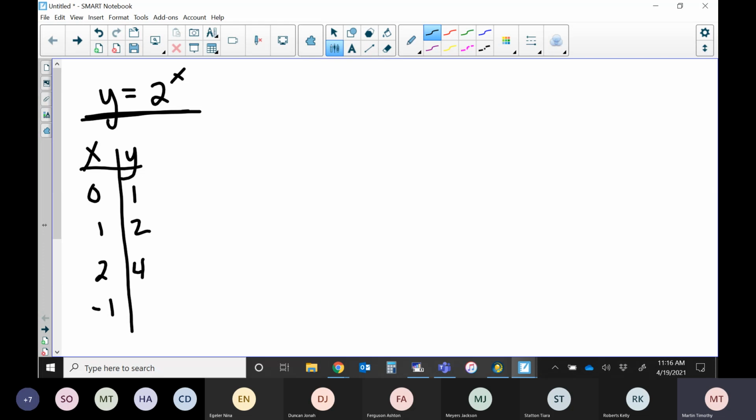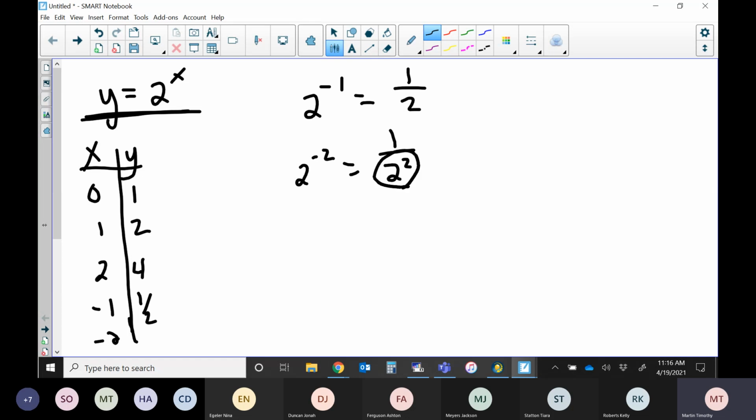If I put a -1 in, we remember that anything with a negative power doesn't actually change the sign of the number. It just makes the 2 go to the denominator, so that turns into a 1/2. And same thing if I had a -2. If I put a -2 in for x, that would kick it down to the bottom. Notice it would still be 2 to the second power, which is 4, so it would turn into a 1/4.